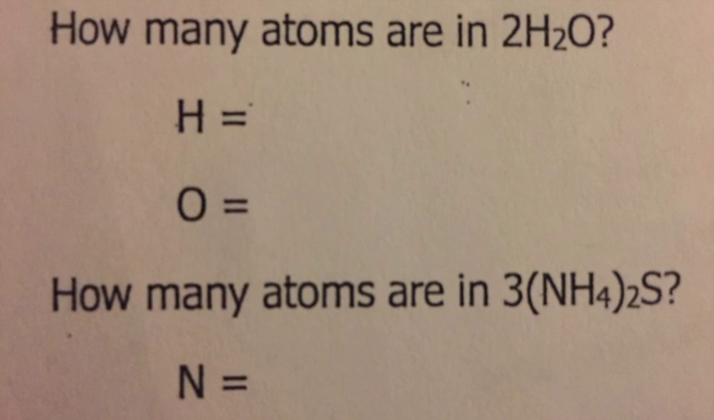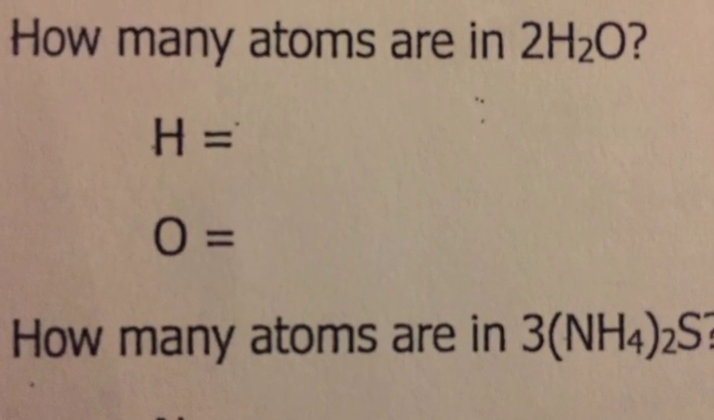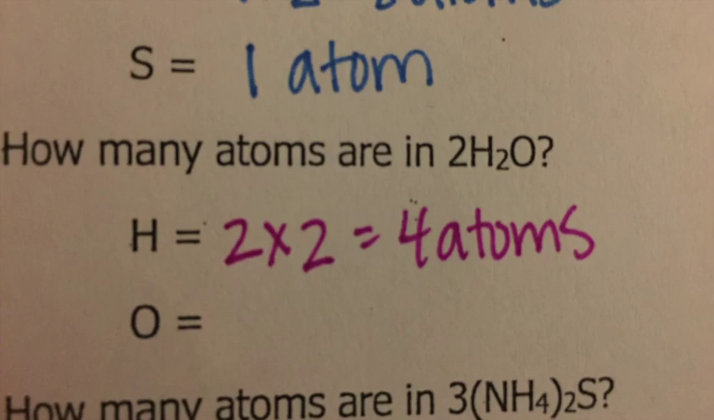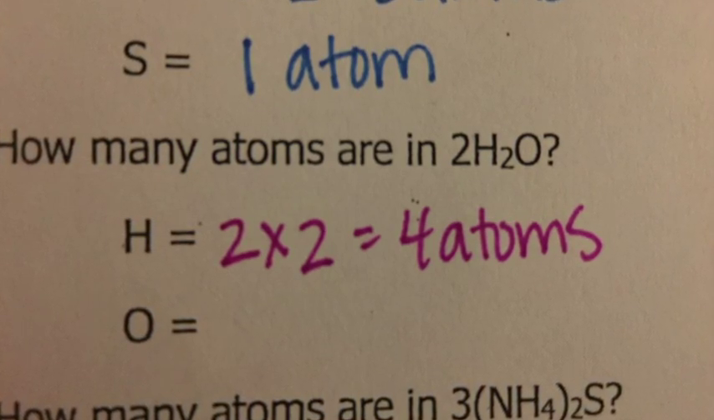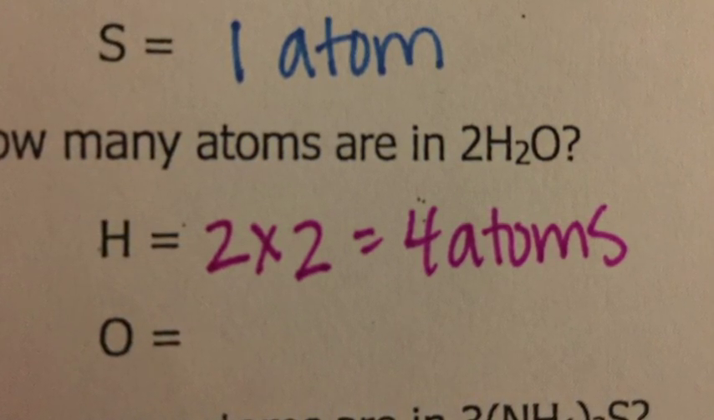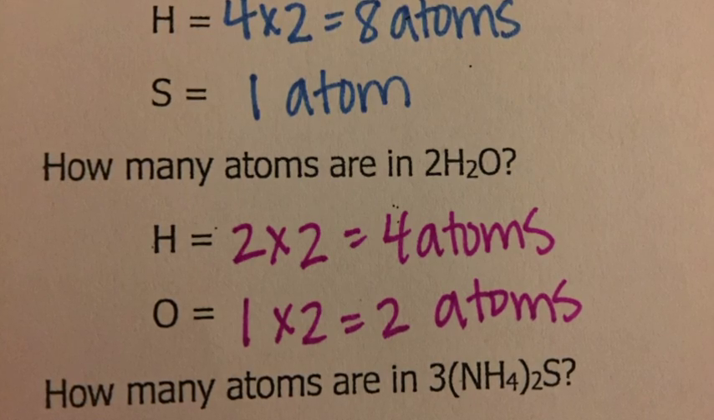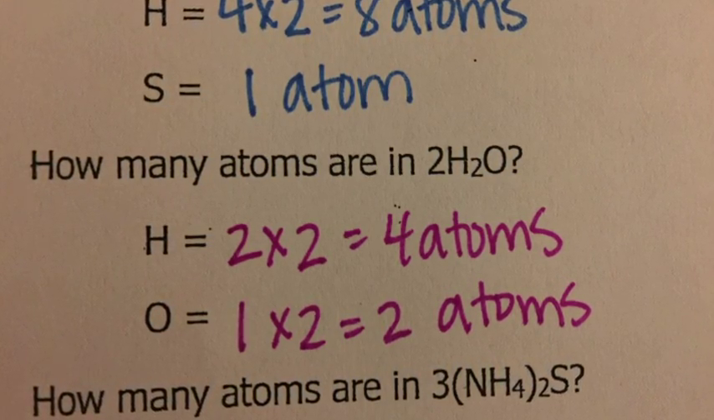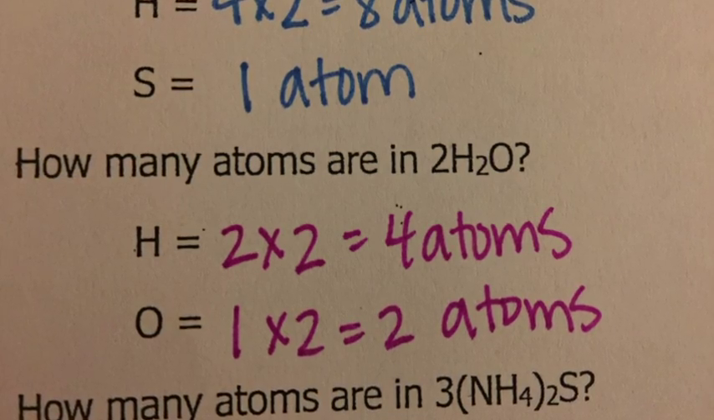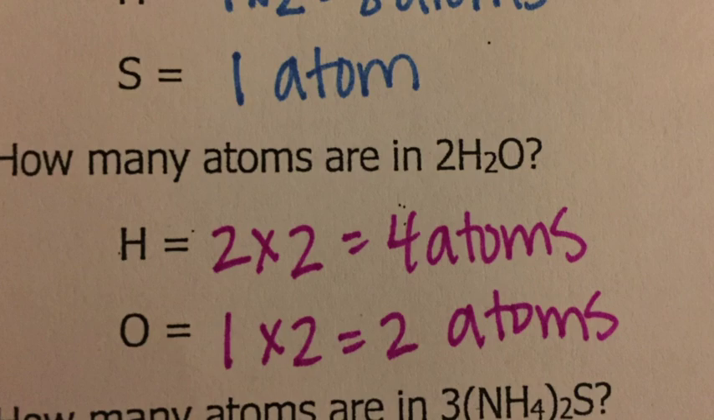On the left side of our paper, we have a coefficient example and how many atoms are in 2H2O. Our first element, H, is hydrogen. It has a subscript of 2, and we have that coefficient of 2. 2 times 2 is 4 atoms of hydrogen. Our next element, oxygen, has no subscript, so we assume it's 1, and then you multiply that by the coefficient of 2, so there are 2 atoms of oxygen.